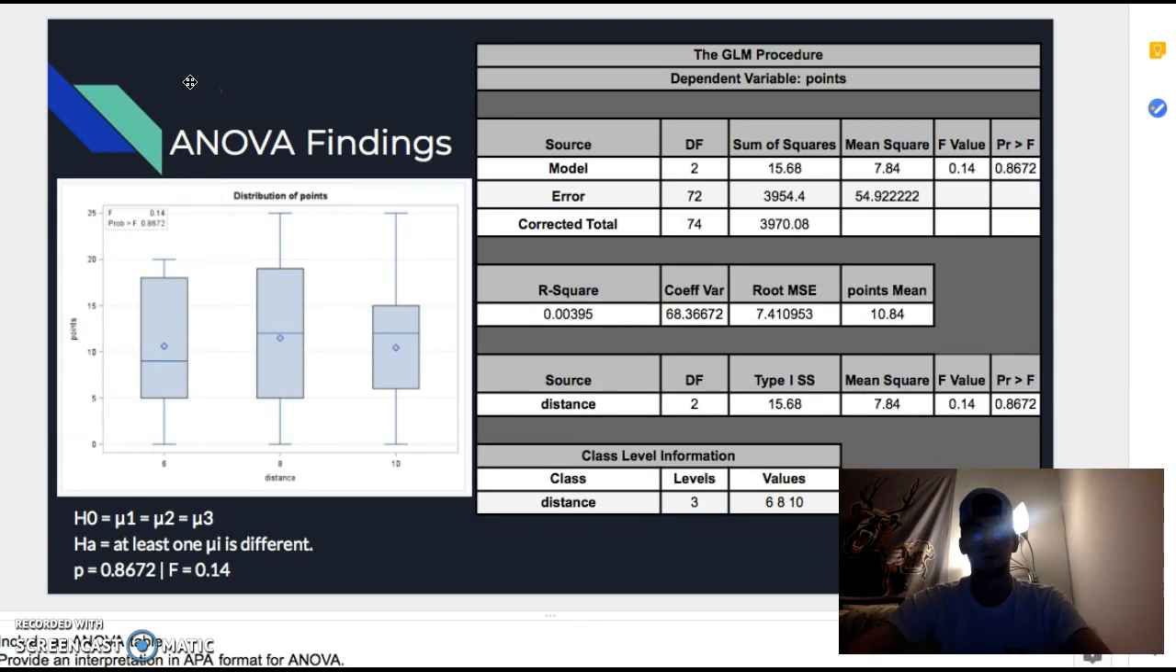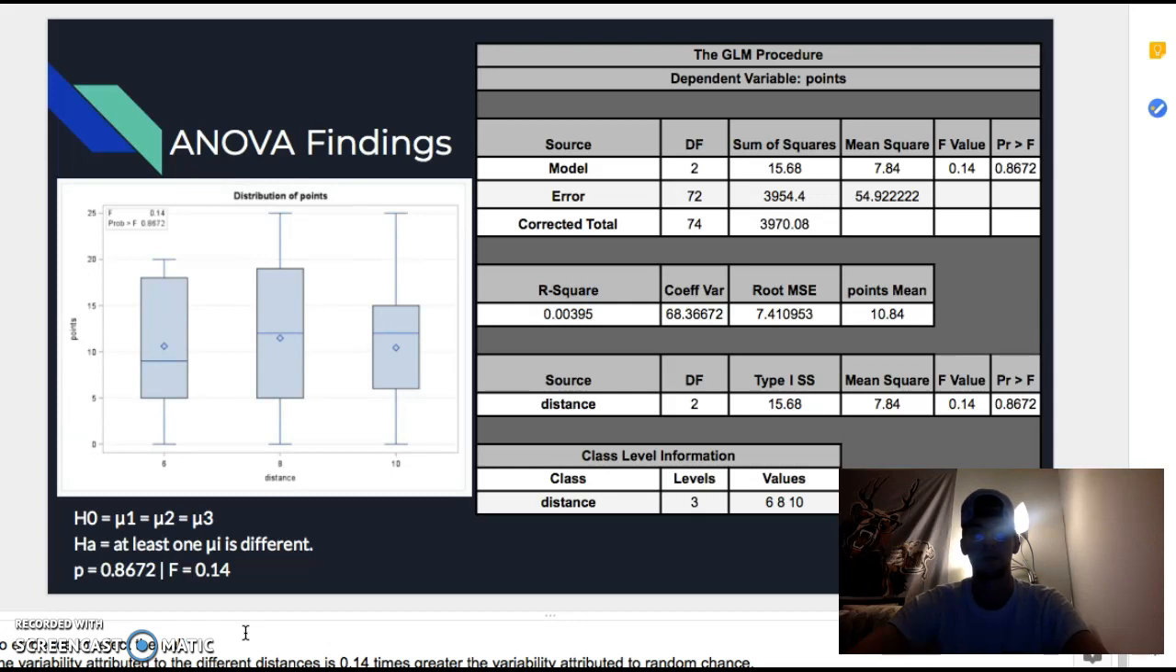Next, we move on to our ANOVA findings. We used the GLM procedure for this, and first we looked at both the p-value and F-value. It shows that there's no evidence to reject the null hypothesis, that being that all of the distances are equal. The alternative is that at least one of them is different.